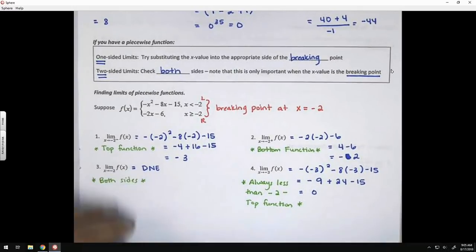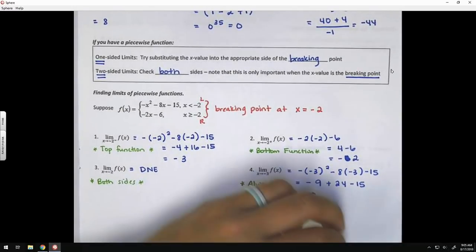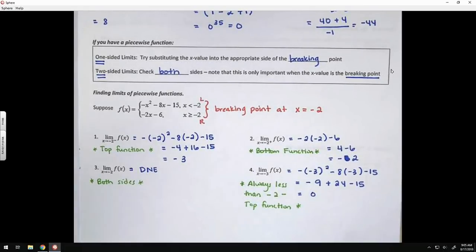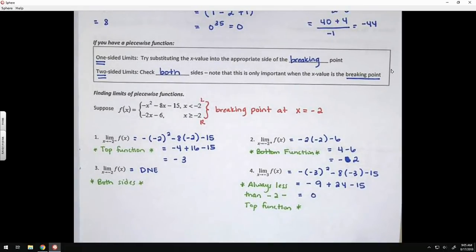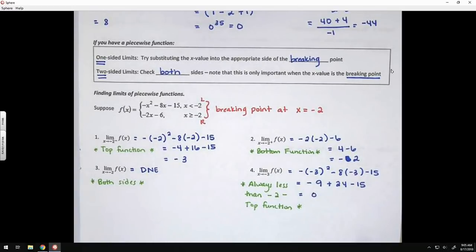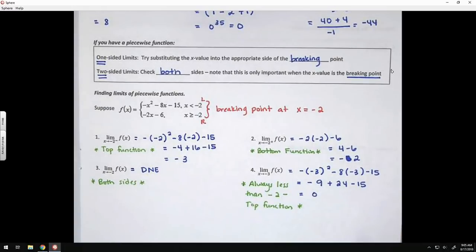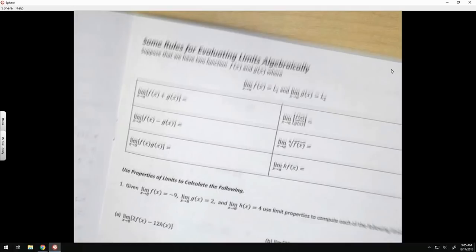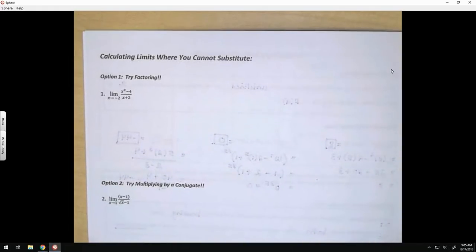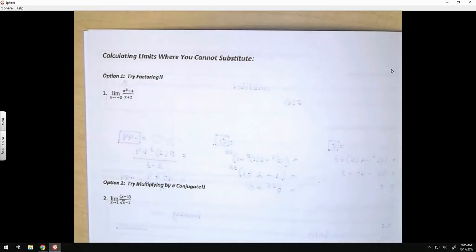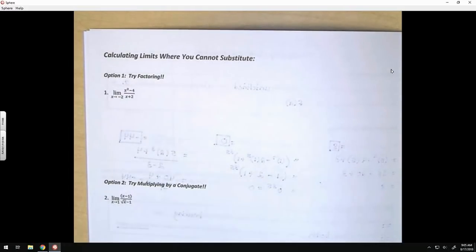Now let's take a look at what happens if we can't just plug in our numbers. So every problem on this page we've been able to solve by just taking our x value and plugging it into a function, because all of these functions have given us defined values that are not breaking points of piecewise functions. On the next page, we're going to look at what we do when we cannot just substitute. So when you try substituting and it doesn't work, in other words, the number you get is undefined, what do you do next?